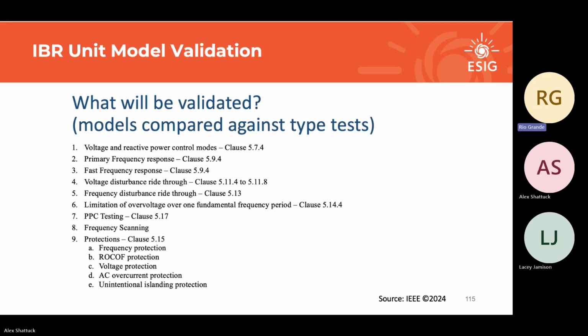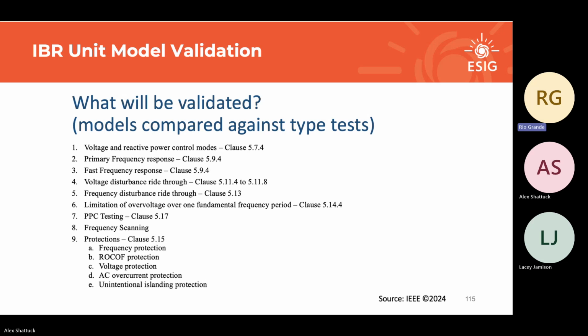So voltage and reactive power modes makes sense. Primary frequency response makes sense. FFR is weird in the US. It's widely used in Canada. Voltage disturbance ride through, frequency disturbance ride through. Those both have, the voltage has both performance and ride through capability criteria. Frequency has just stay online, basically.